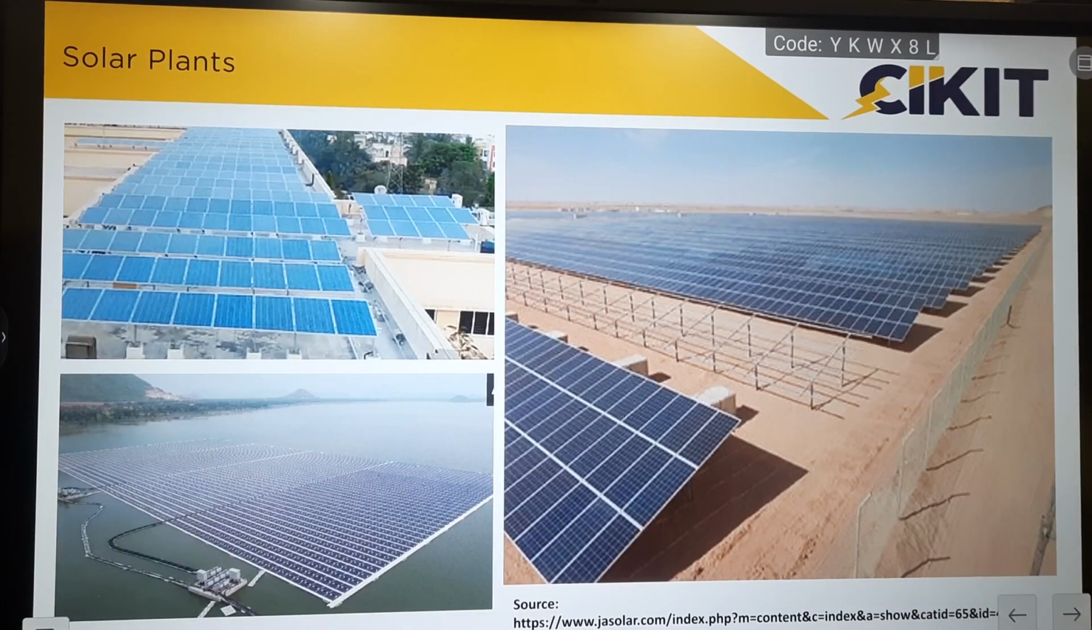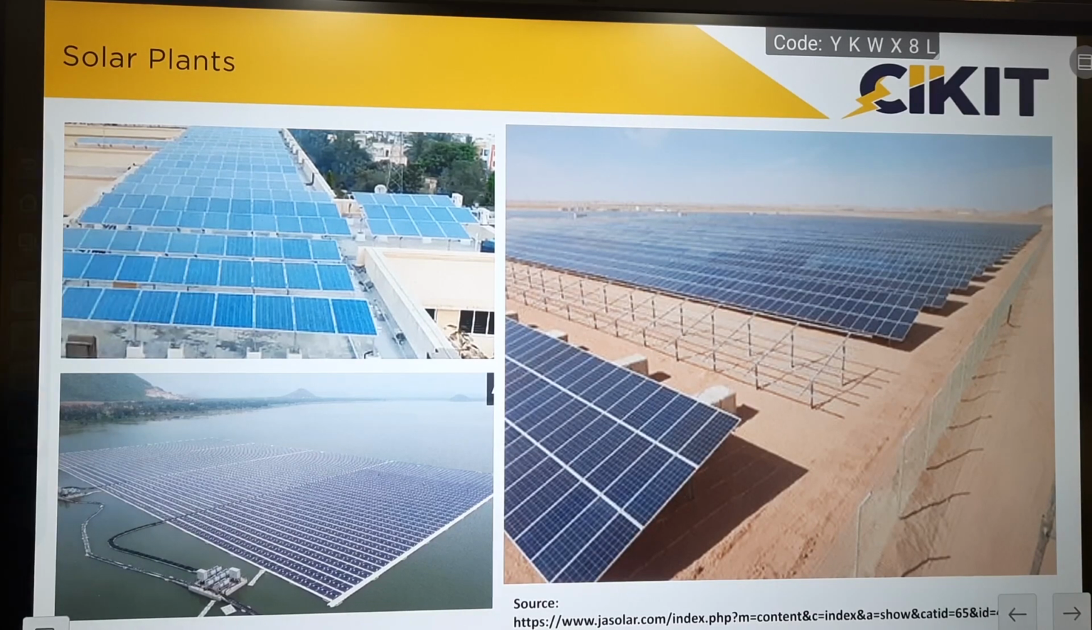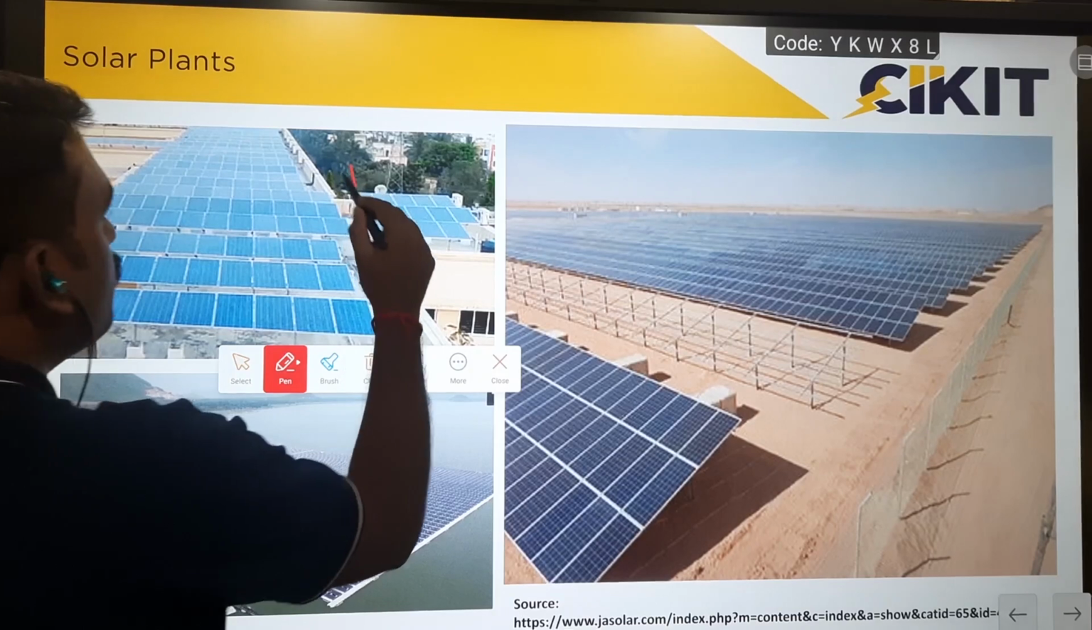This is what we explained, the three different types of installations. In this, we can observe that we are installing the solar panels on top of the terrace.